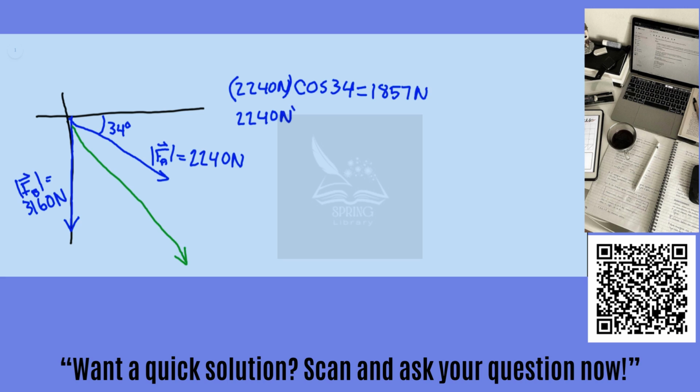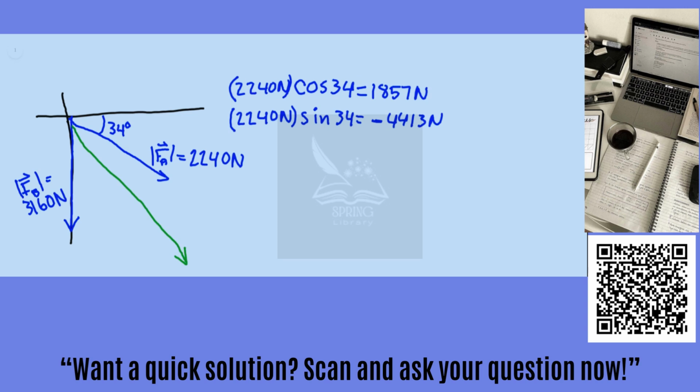We're going to do something very similar for the y component. You want to scale it by that 2,240 newtons. This time we're going to take the sine of 34 degrees. That'll give us 4,413 newtons. I'm going to put a minus sign right here, just because this is in the minus y direction. However, this is in the minus direction too, right here.